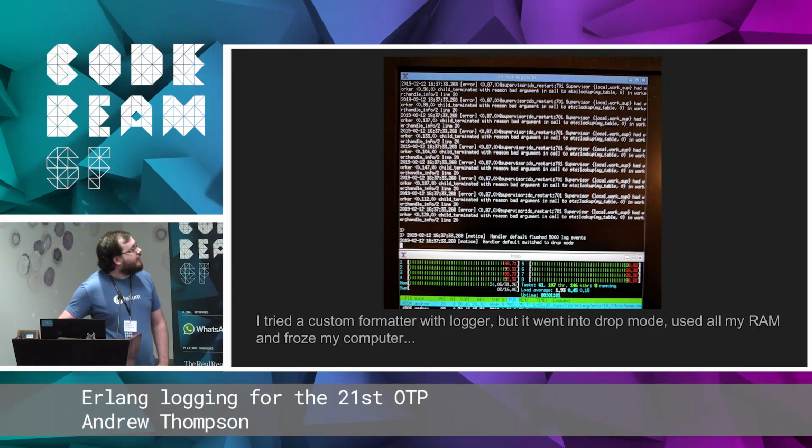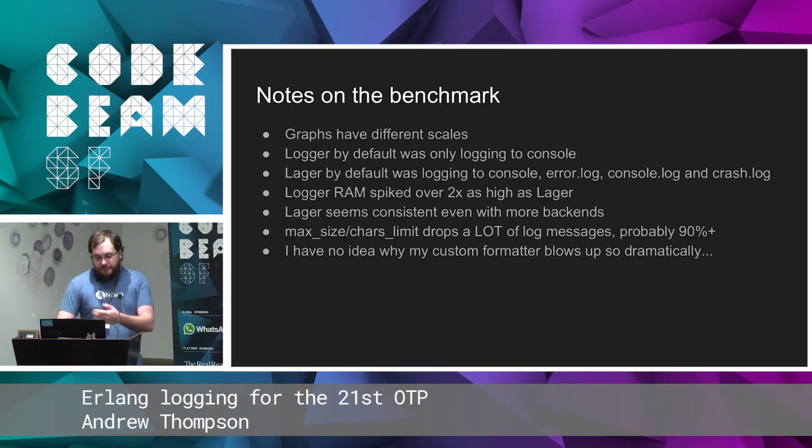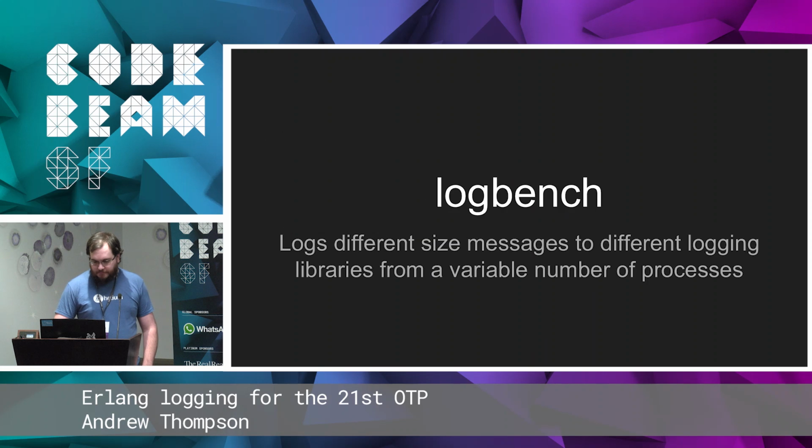I tried to write my own formatter, and then I don't know what happened. It said flush 5,000 log events, default switch to drop mode, and then all my memory went away, all my CPU went away, and my computer hard locked. So I don't know what's going on here. This is probably something I need to look into some more, but it's a little hard when you can't actually debug it effectively. So this might be my fault, but be aware that strange things happen with this test if you write your own formatter. I don't know why. We'll look into that. So yeah, I think I covered all this. So on to Logbench.